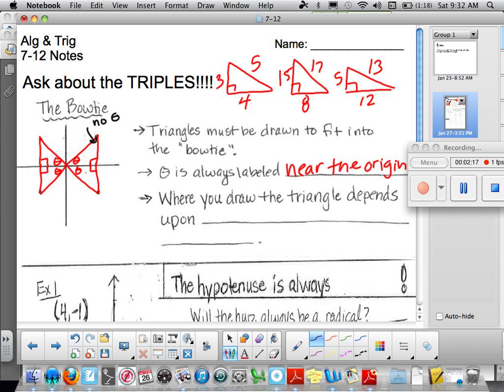All right. Where you draw the triangle is really just going to depend upon which side of the x-axis the ordered pair falls on. And once we do a couple examples, you'll see that this gets pretty easy.